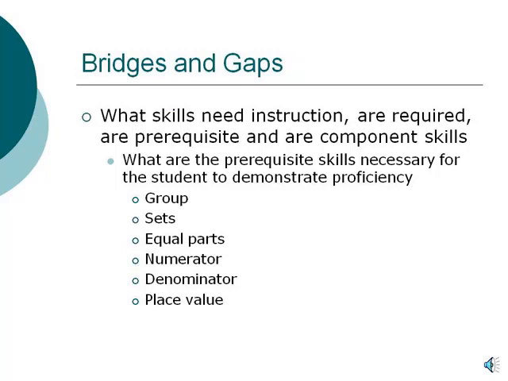Now we need to determine what bridges and gaps Luke has. A bridge is an area where he has skills that will move him towards the goal. A gap is where he will need additional instruction in order to reach the goal. Some skills he needs to have in place in order to work with fractions and decimals would be to make groups and sets. He also needs to understand equal parts. He needs to know the numerator and denominator and their functions. He would also need to understand place value, so he knows what the decimal place would be.